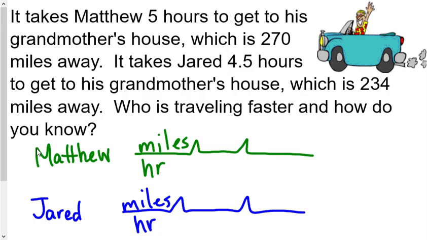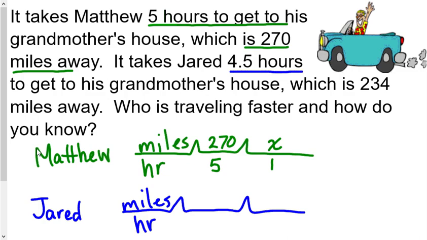So for Matthew, it says it takes Matthew 5 hours to get to his grandmother's house, which is 270 miles away. So what we know is Matthew can travel 270 miles in 5 hours. What we want to know is how fast was he going, so how many miles in 1 hour. For Jared, it takes 4 5/10 hours to get to his grandmother's house, and that is 234 miles away. So we would say it's 234 miles in 4 5/10 hours.